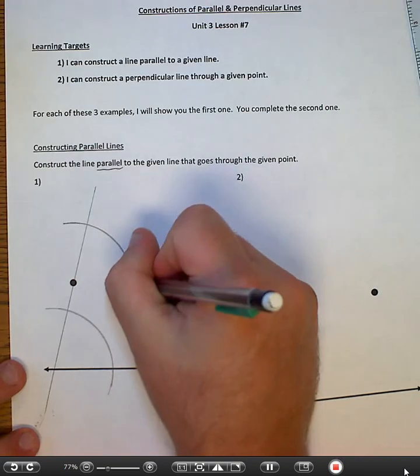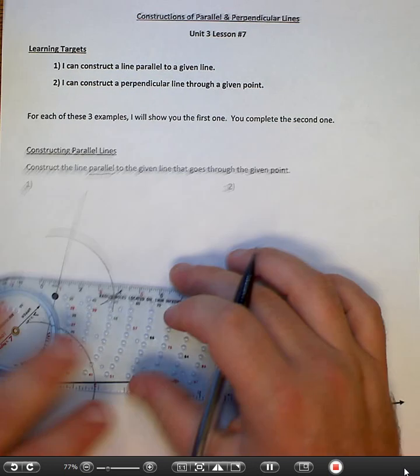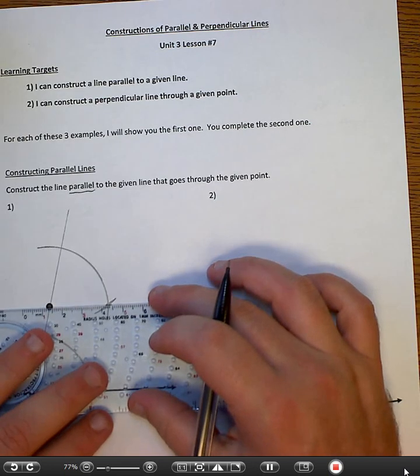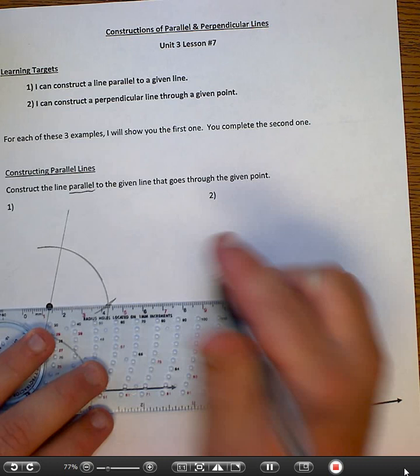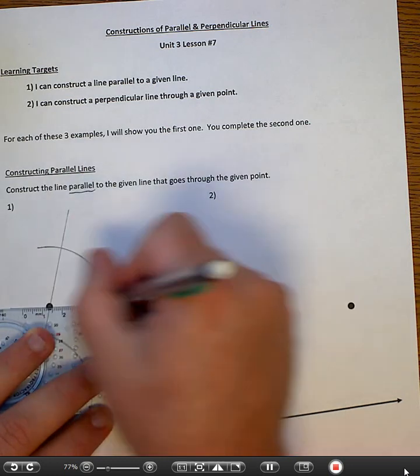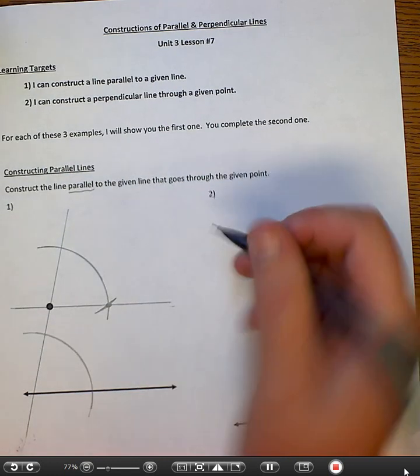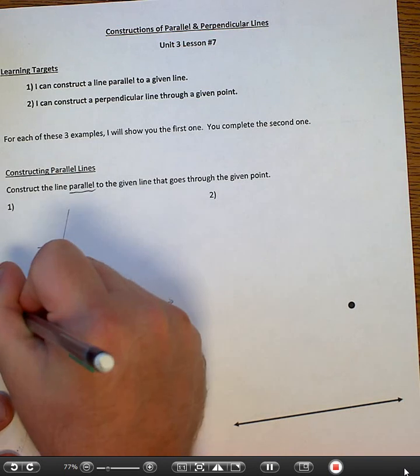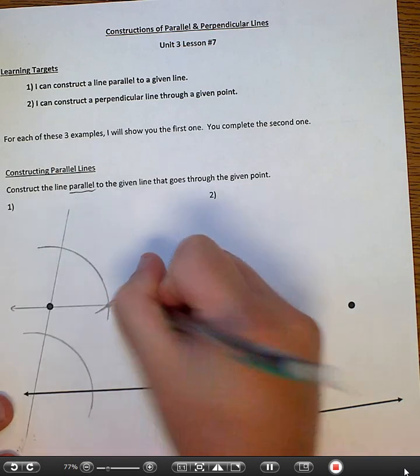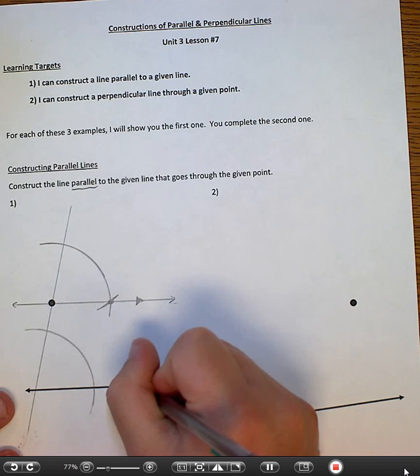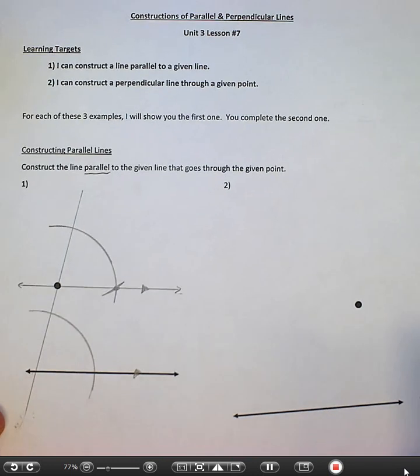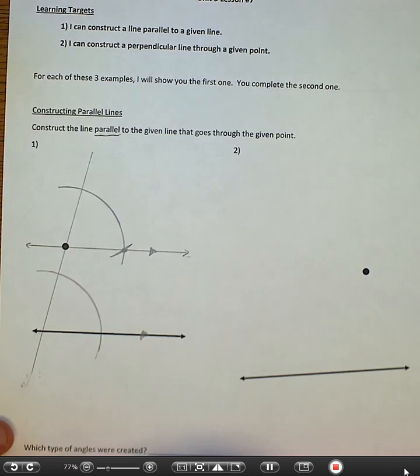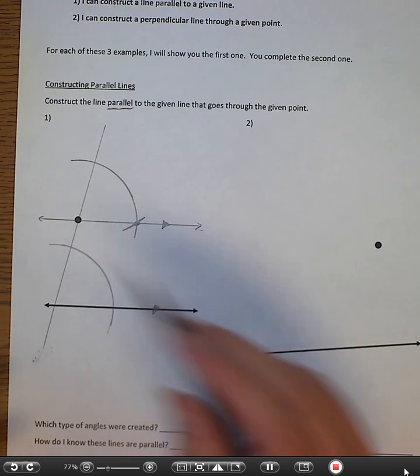Intersection is right there. Now watch what happens. I'm going to connect those. And there's my parallel line. So that is parallel to that. Okay? We'll do that one in a little bit, but I want to talk about why and how that worked.